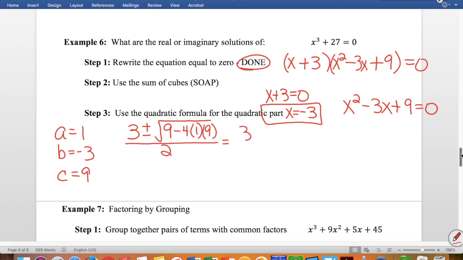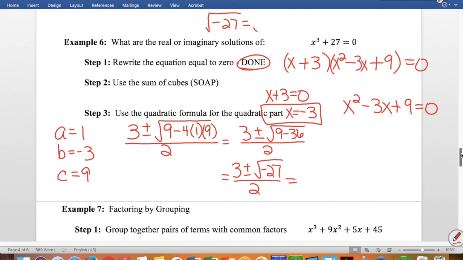Okay, so 3 plus or minus the square root. So 9 minus 4 times 9 is 36. So 9 minus 36 all over 2. 9 minus 36 is negative 27. Okay, I'm going to break my negative 27. I'm going to do that just kind of up here so you can see it. I'm going to break that into negative 1 times 9 times 3.